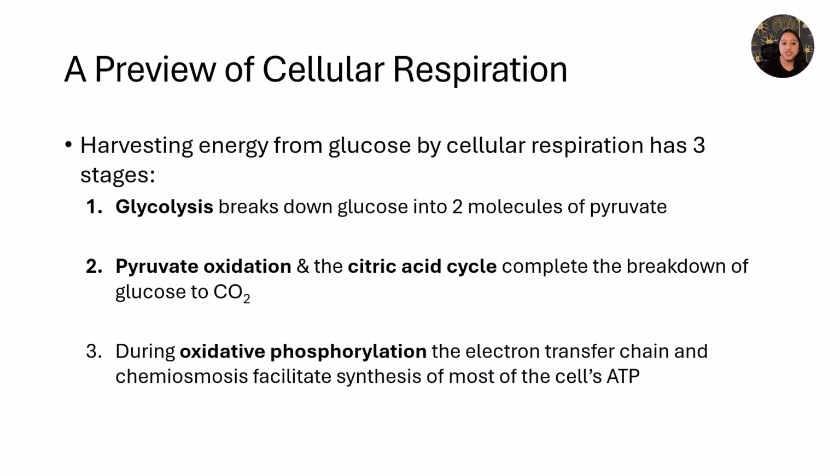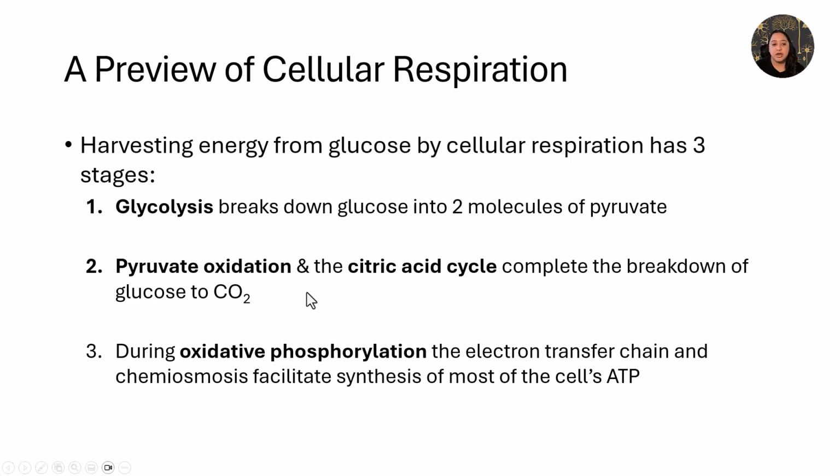And then a summary of each of those stages. Harvesting energy from glucose by cellular respiration has these 3 stages. Glycolysis breaks down glucose into 2 molecules of pyruvate. In stage 2, pyruvate oxidation and the citric acid cycle, this completes the breakdown of glucose into carbon dioxide. And so this is why we breathe out carbon dioxide, because we make it as a byproduct and our cells can't take too much buildup. So we literally have to breathe out carbon dioxide because all of our cells make it as a byproduct from breaking down glucose.